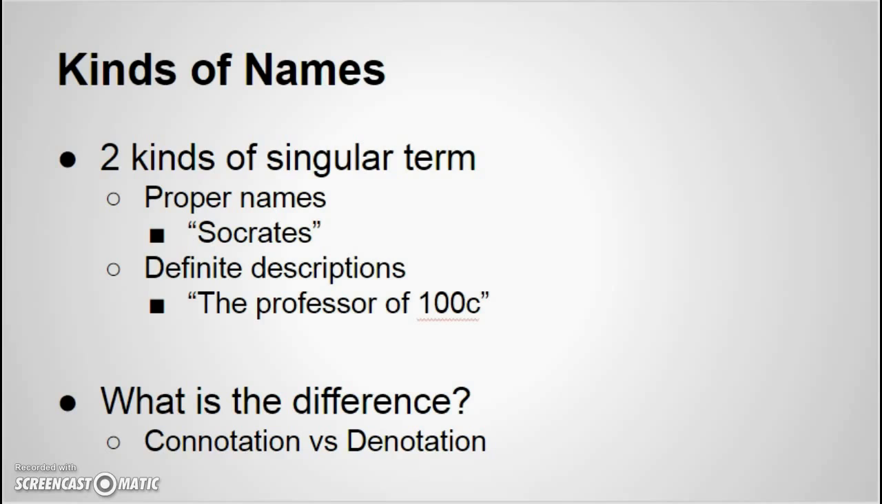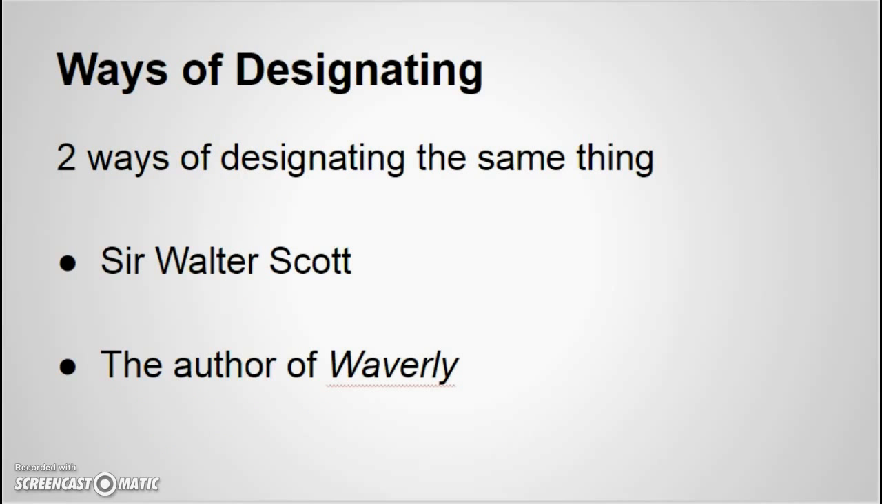Well, for Mill, the idea is that there's a distinction between the connotation and the denotation. When it comes to ways of designating individuals, there are two ways to designate the same thing. You can say the name of the thing, so Sir Walter Scott, or you can describe the thing in some way, the author of Waverley, right?